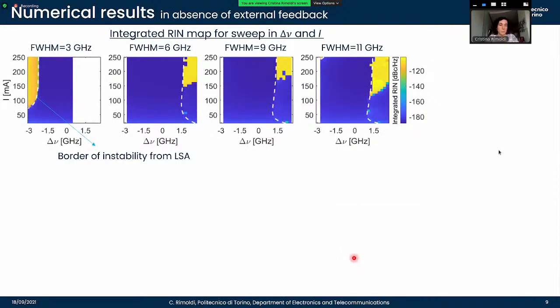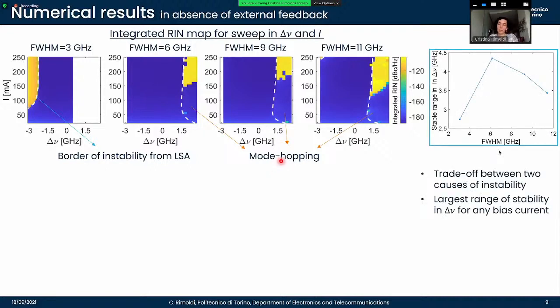We can now perform a sweep at the same time on the tuning of the lasing mode position and the current. This for different values of FWHM, resulting in these integrated maps. Here in particular, I've highlighted with the white dashed line the border of instability derived from linear stability analysis. The yellow region here and also in the other plots corresponds to a region of multi-mode regime where the CW solution has become unstable. And these three regions here that are blue, but are also encompassed by the border of instability, are simply regions of mode hopping that are also not to be considered for our operational purposes.